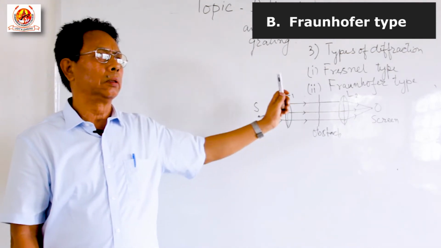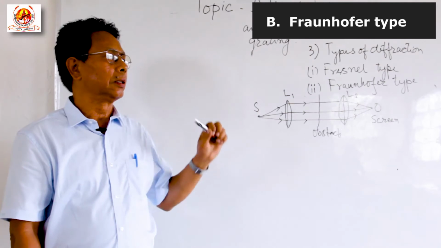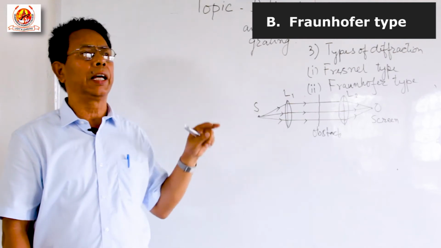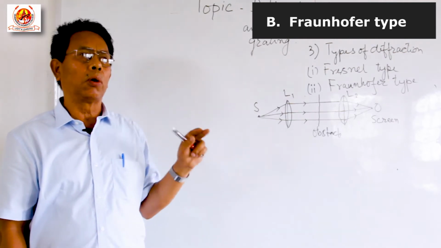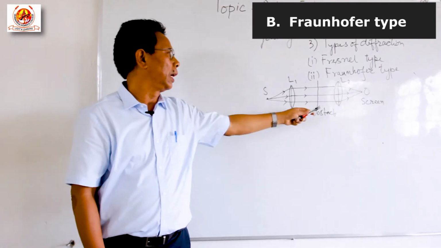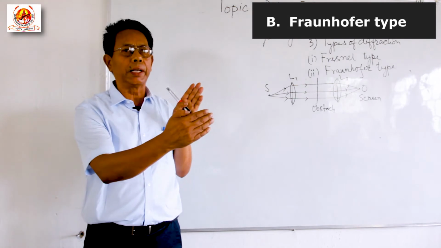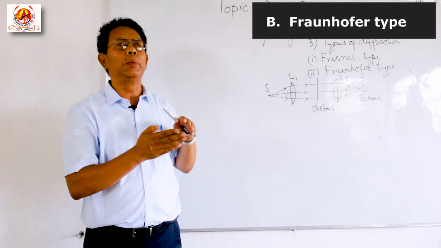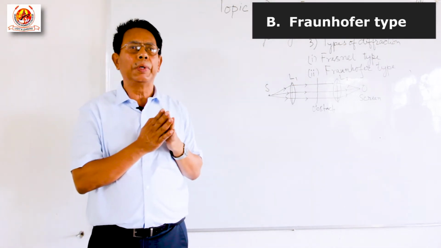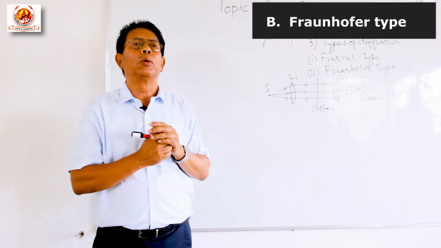Then again, it passes through the obstacle, maybe a lens or whatever, or a grating. The emergent light will again be parallel. We cannot focus it on the screen, as it has to be focused at infinity. So to solve this problem, we use another lens L2 as shown here, and the screen is placed at a focal length from L2, such that light after passing through L2 will be converged on the screen. In this way, the Fraunhofer diffraction type is made with the help of two lenses, such that we can observe the phenomena in the laboratory.